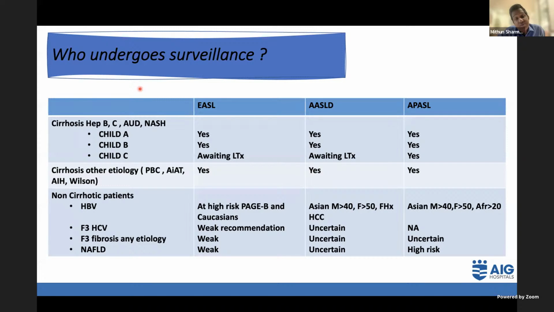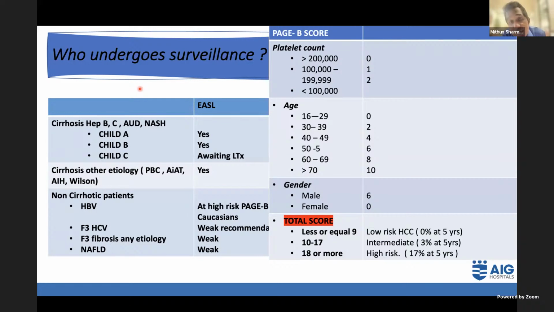In diseases other than Hep B, Hep C, NASH, and alcohol, like in PBC, Wilson's, and autoimmune hepatitis, also, if there is cirrhosis, they recommend a surveillance program. Now, the debatable part are the non-cirrhotic Hep B patients, the patients with Hep C who have not yet developed cirrhosis, and patients who are having only fatty liver. For hepatitis B patients, we can use one of these calculators like the PAGE-B calculator, which includes platelet count, age, and gender of the patient. And anybody with a score of greater than 18 is considered as high risk because they have a 17% risk of development of HCC at 5 years, while those with a score of less than 9 have a 0% risk at 5 years and can be not screened.